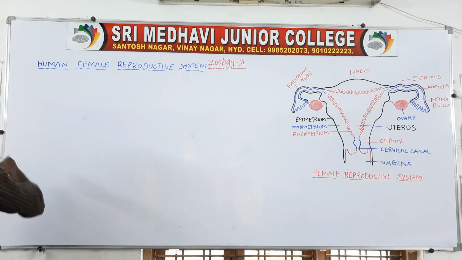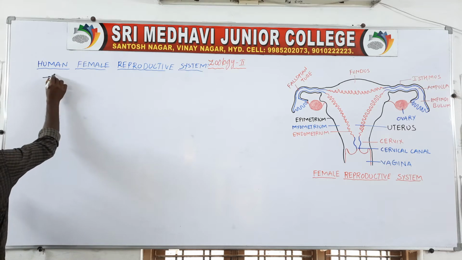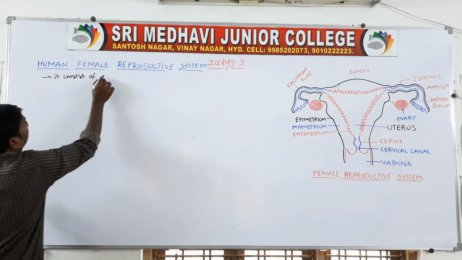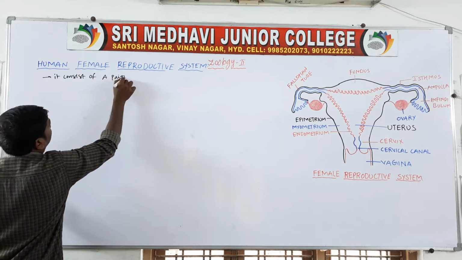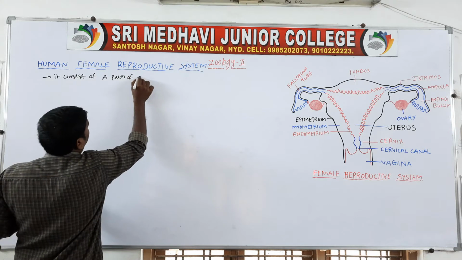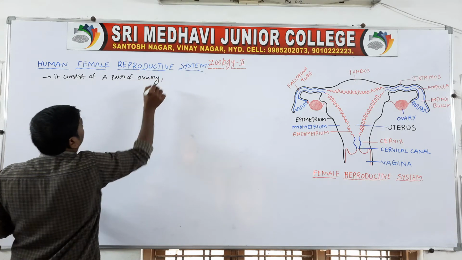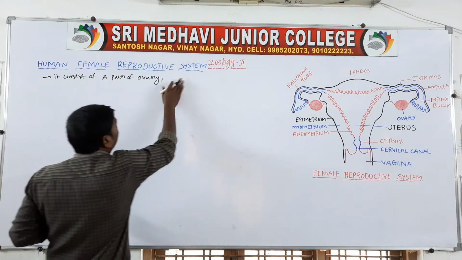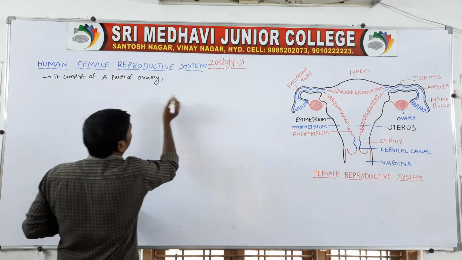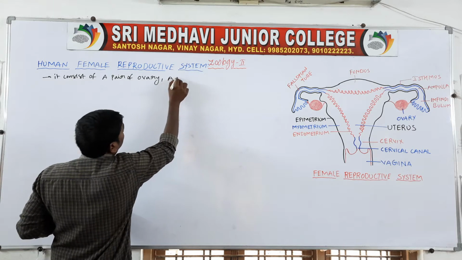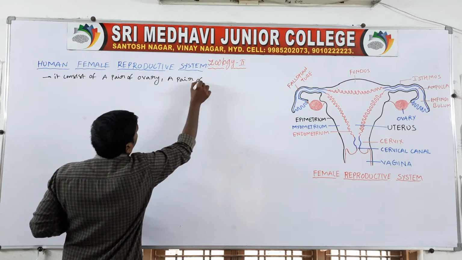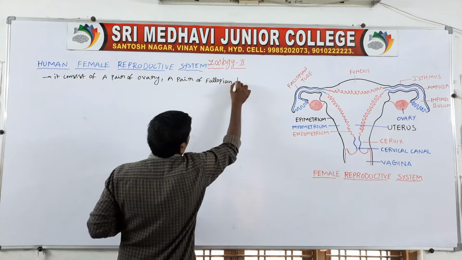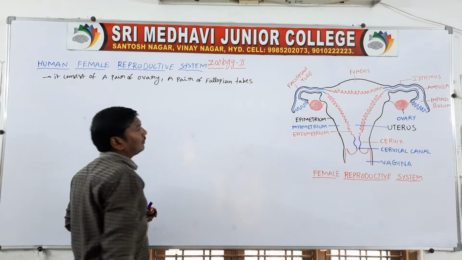The female reproductive system consists of a pair of ovaries. Next one, a pair of fallopian tubes.